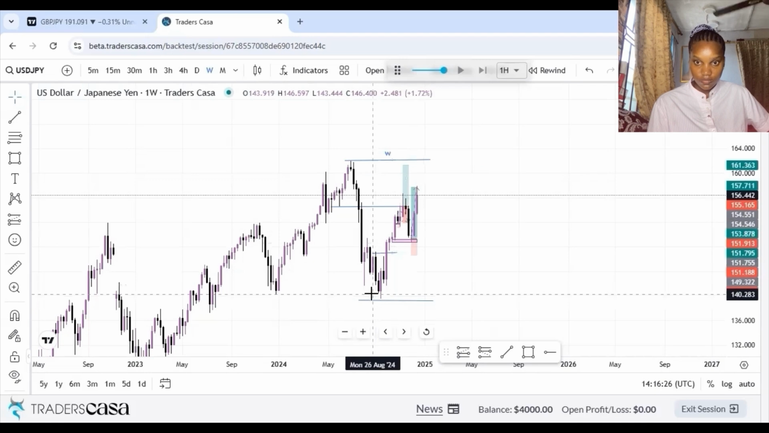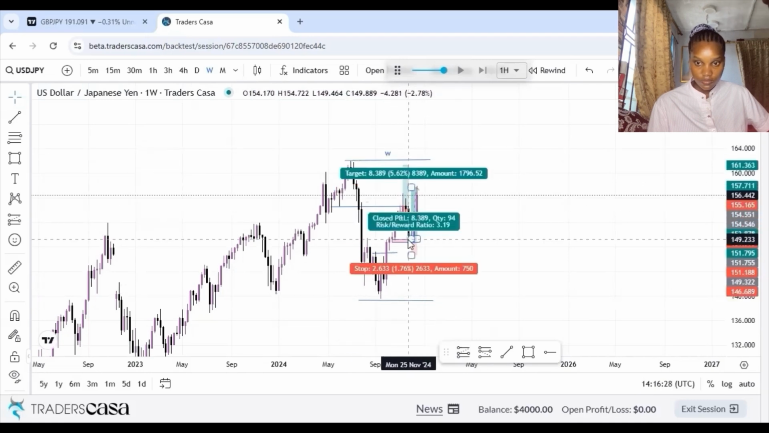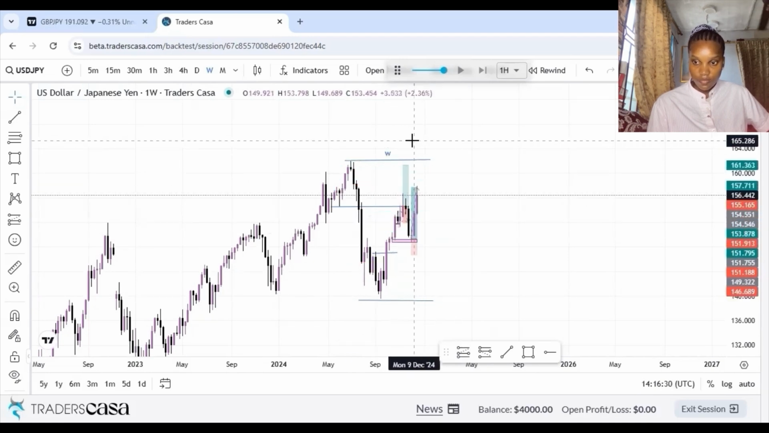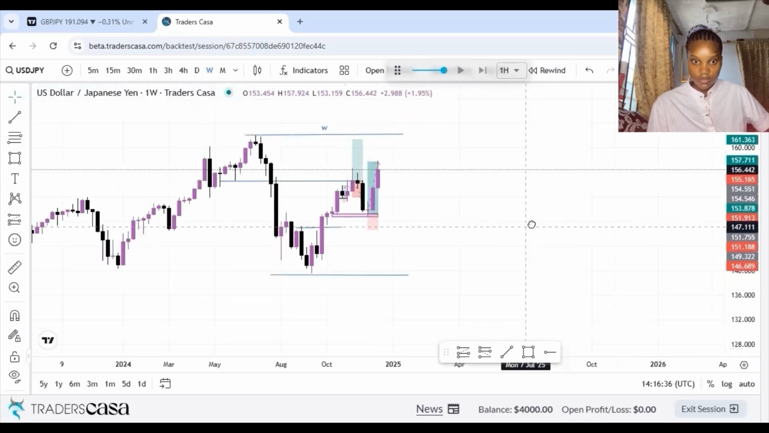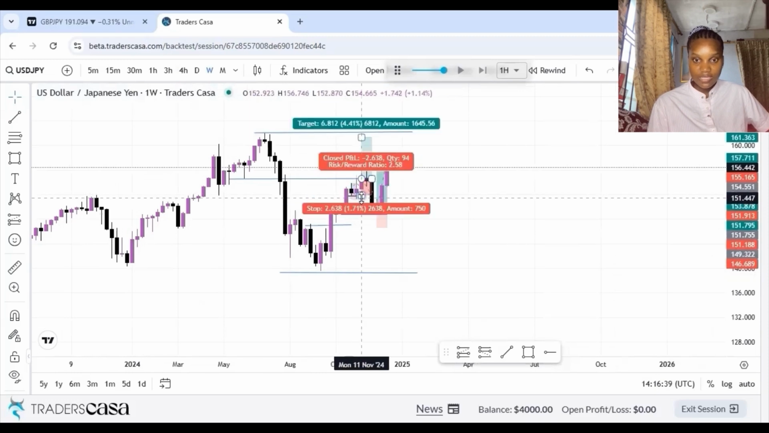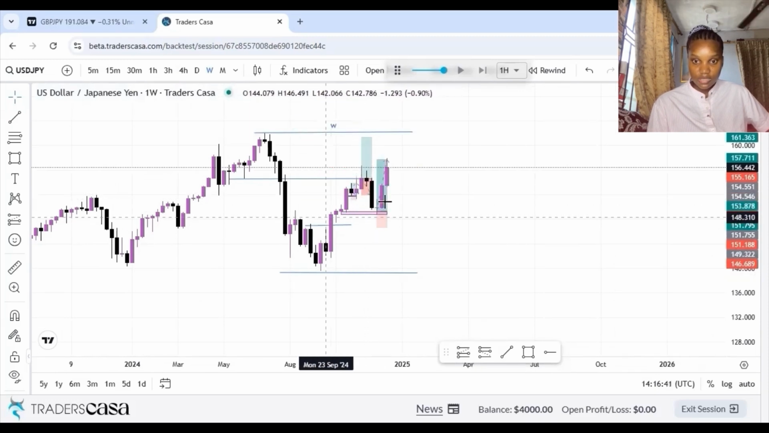This is also a support, right? But this is the major support that price can easily come and react and start moving up. I don't know if you get me, right? So that's why I marked out this point, right?